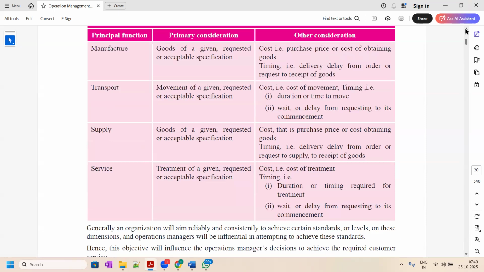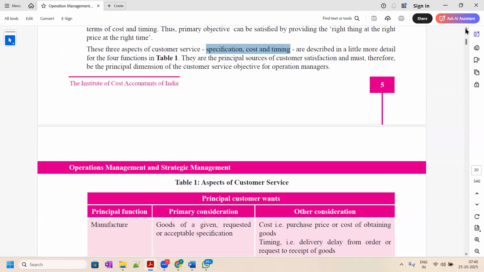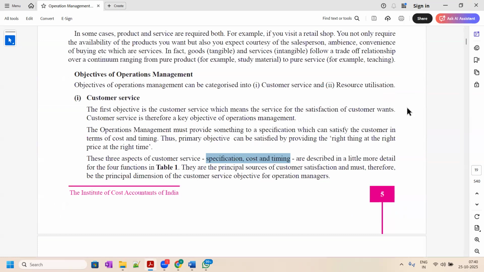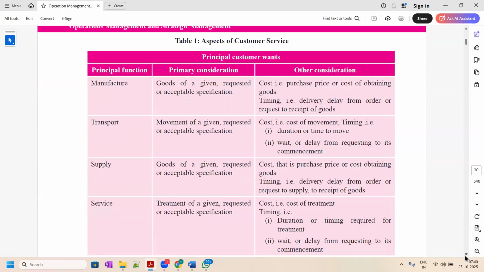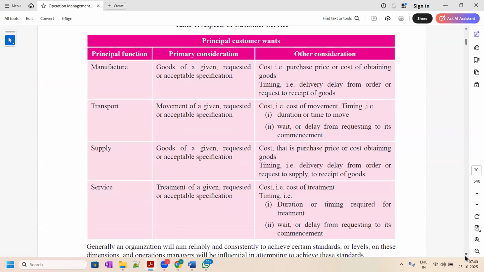So basically in customer satisfaction, when we talk about customer service, we are talking about specification, costing and timing. And here we have talked about the four aspects. One is manufacture, the other one is transport, the third one is supply, the fourth one is service. Clear everyone?